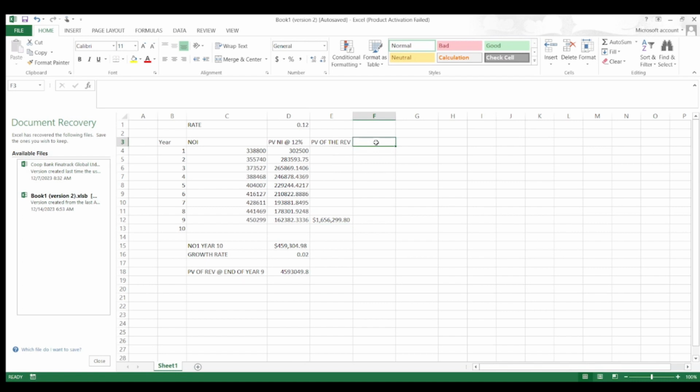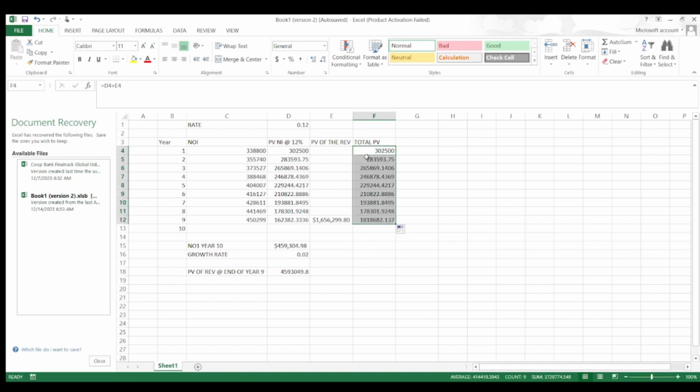Now we can calculate the total present values. So to do this, this will be equal to this plus the present value of the reversionary amount. So that now you can simply drag it down.